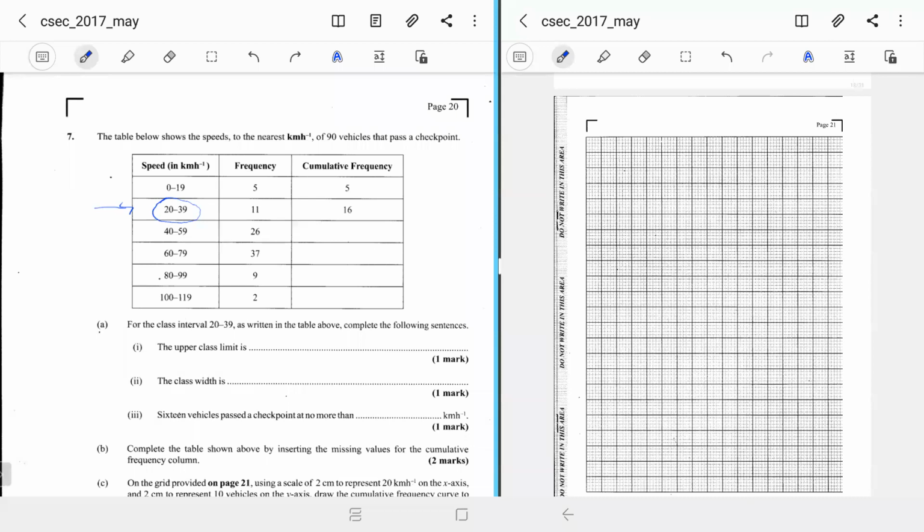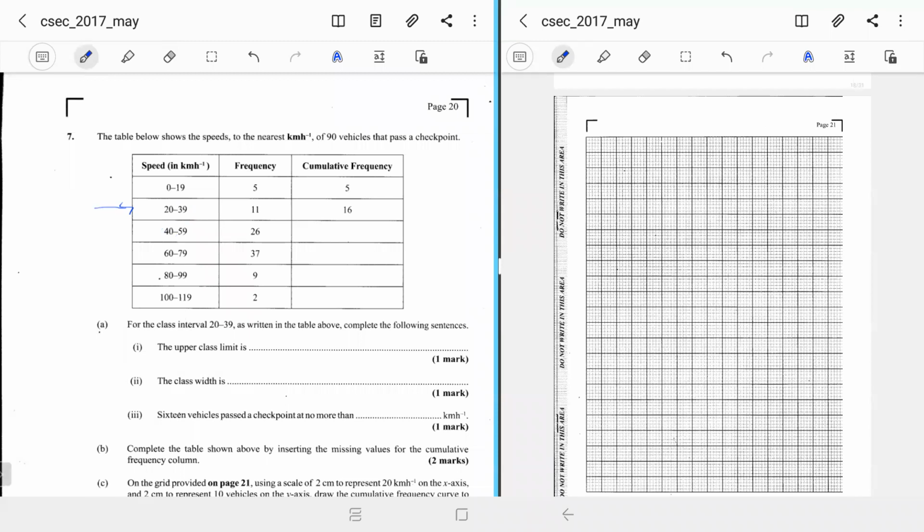The boundary is the 0.5 business. The limits are the values as they appear in the table. So the limits are the values that are shown. The boundaries are the 0.5 below and above: 0.5 less than the smallest value, 0.5 greater than the largest value. Let me show you why it is 0.5. It's like you're taking the halfway mark between this value and this value, where one ends and the other starts. The halfway mark between 39 and 40 is 39.5.